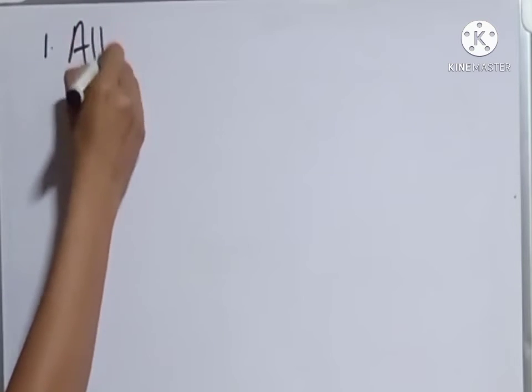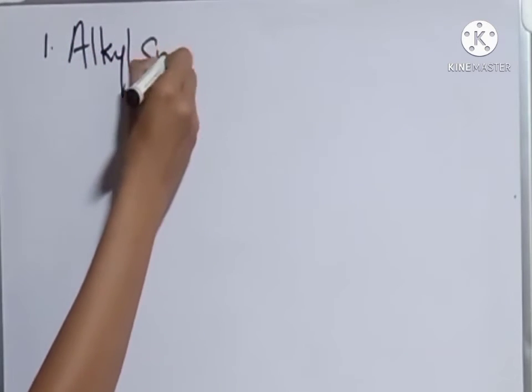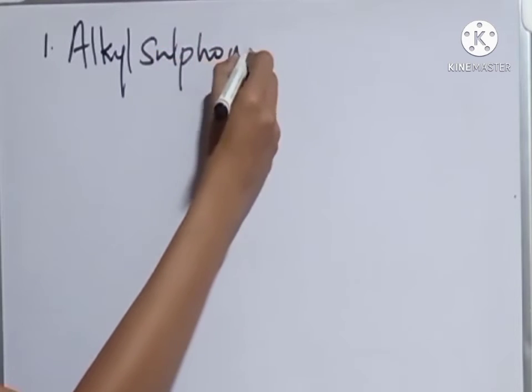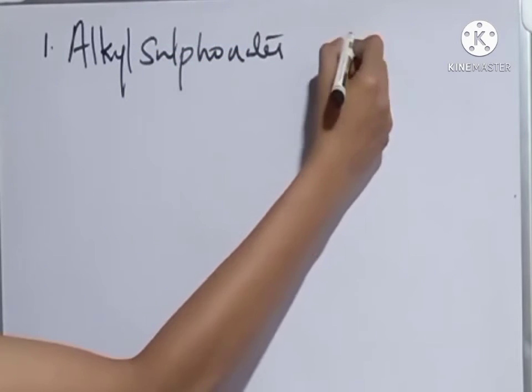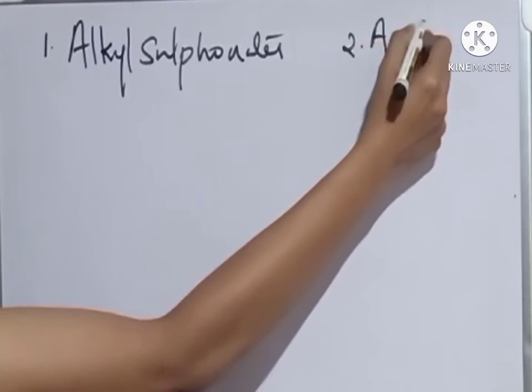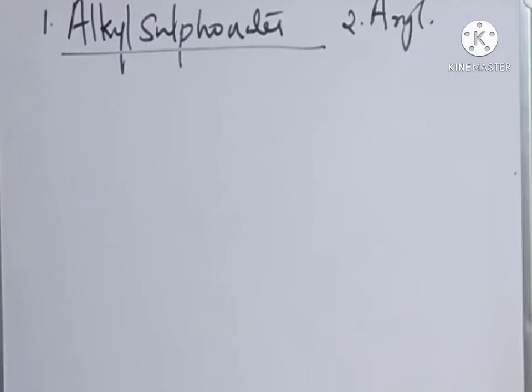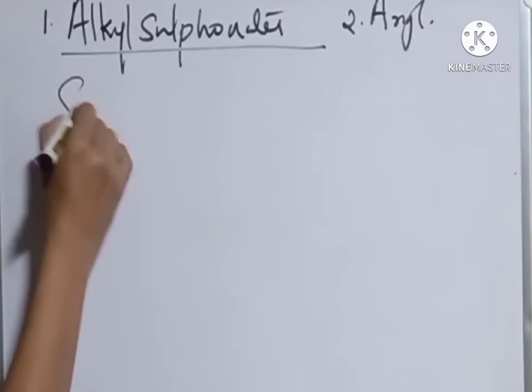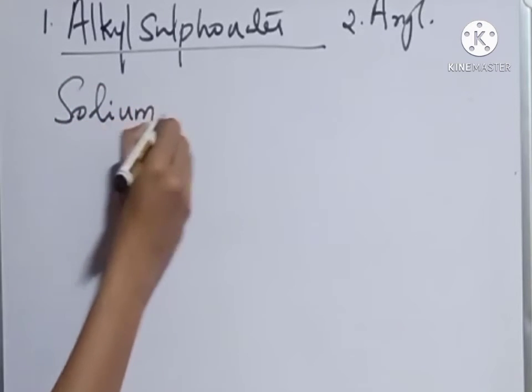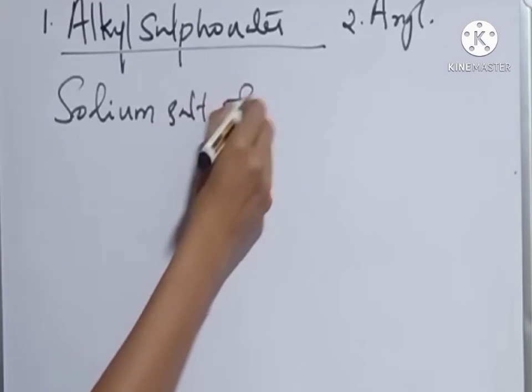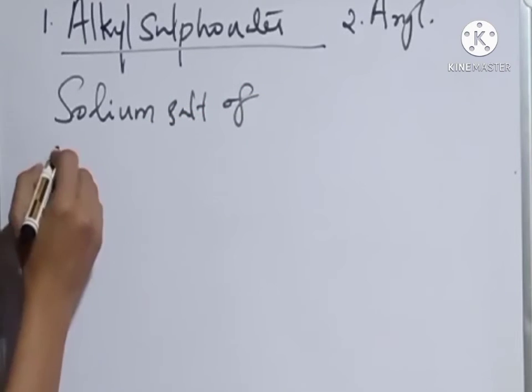Then the types of synthets. Based on the nature of the hydrophobic part, synthets are classified into two. The first one is alkyl sulfonates and the second one is aryl sulfonates. Alkyl sulfonate synthets are the sodium salt of sulfuric acid ester.